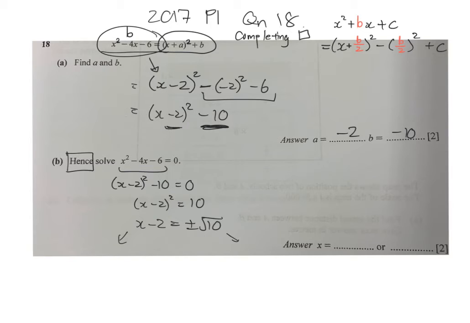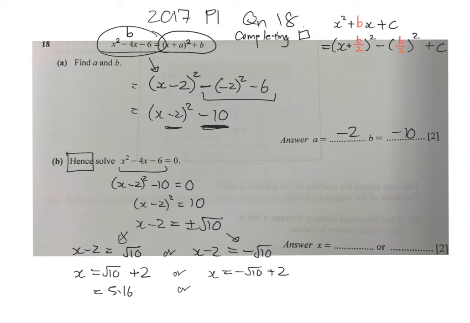And now I split it up. And don't be confused. Write it out carefully and you won't be confused. You're going to get x minus 2 equals to the positive square root 10, or x minus 2 equals to the negative square root 10. Therefore, to solve it properly, x equals square root 10 plus 2, or x equals to negative square root 10 plus 2. Key it very carefully into the calculator. 5.16 or? Alright, thank you.